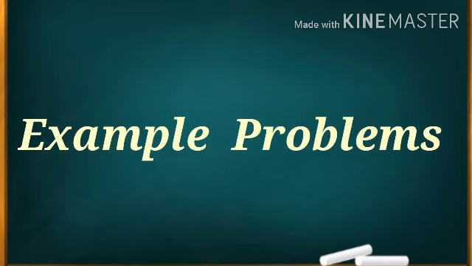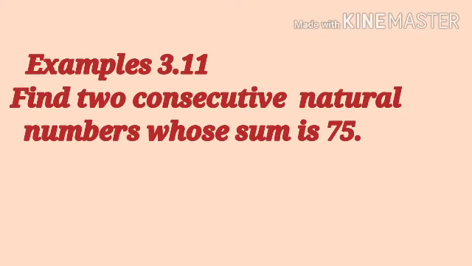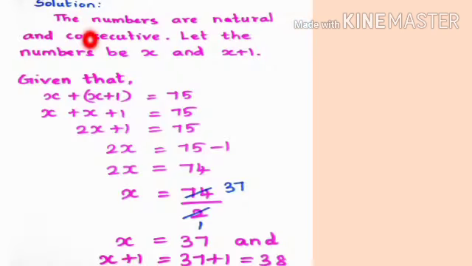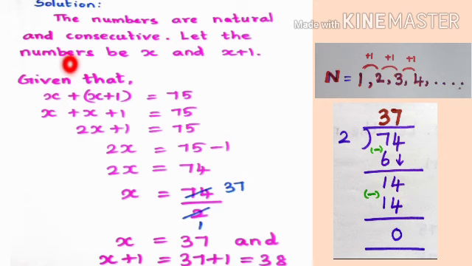Students, now let us solve example problems by using the transposition method. Now let us see the example problems. Find two consecutive natural numbers whose sum is 75. The numbers are natural and consecutive. Let the numbers be x and x plus 1.